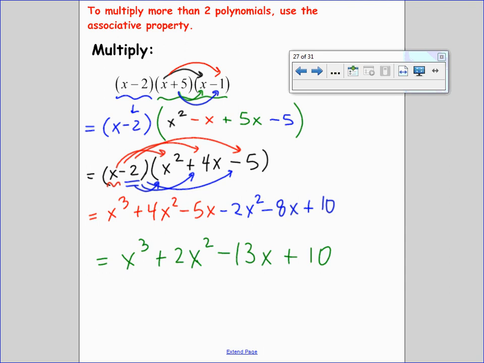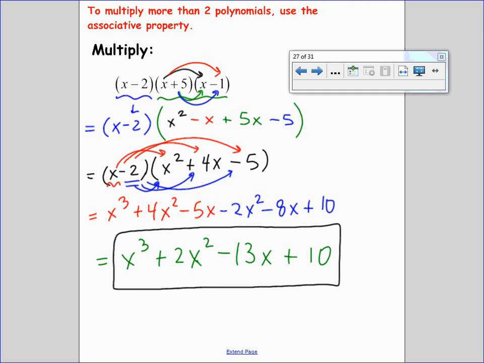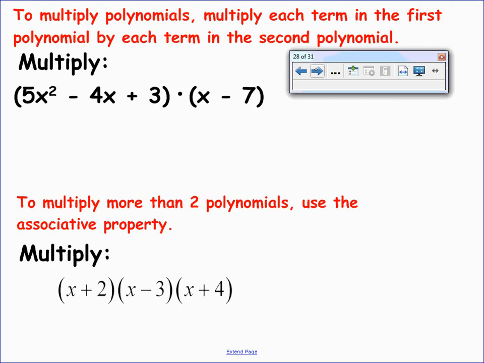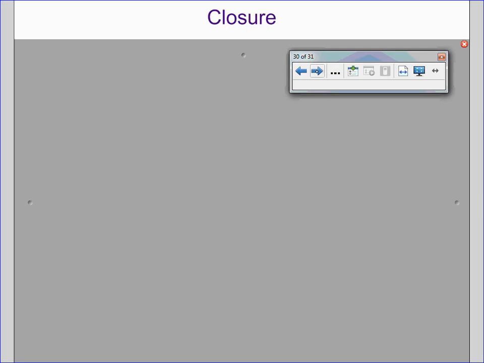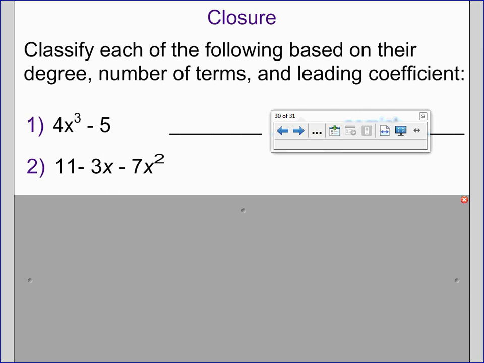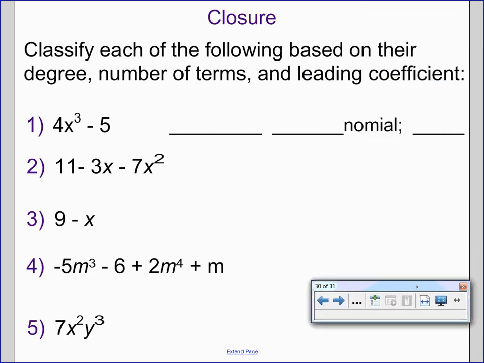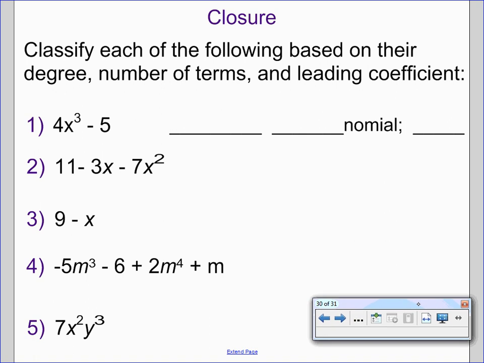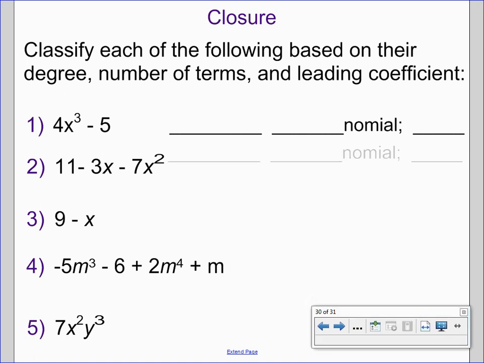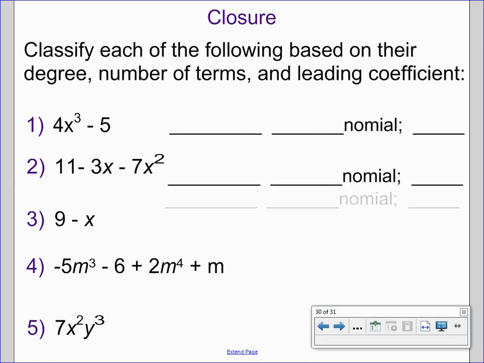Okay, then let's go ahead and box this bad boy and take a look at our closure for the day. So for our closure, that's printable. For our closure today, we want to go ahead and classify each of these by their degree, number of terms, and leading coefficient. And so what I did is I made a template here. We're going to use this template to classify each of these.